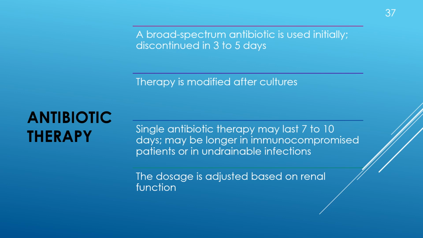A single antibiotic therapy may last 7 to 10 days, but it may be longer in patients who are immunocompromised or if they have an undrainable infection. Also, the dosage is adjusted based upon renal function and clearance of the antibiotic. So these are some of the pearls of wisdom for antibiotic therapy.